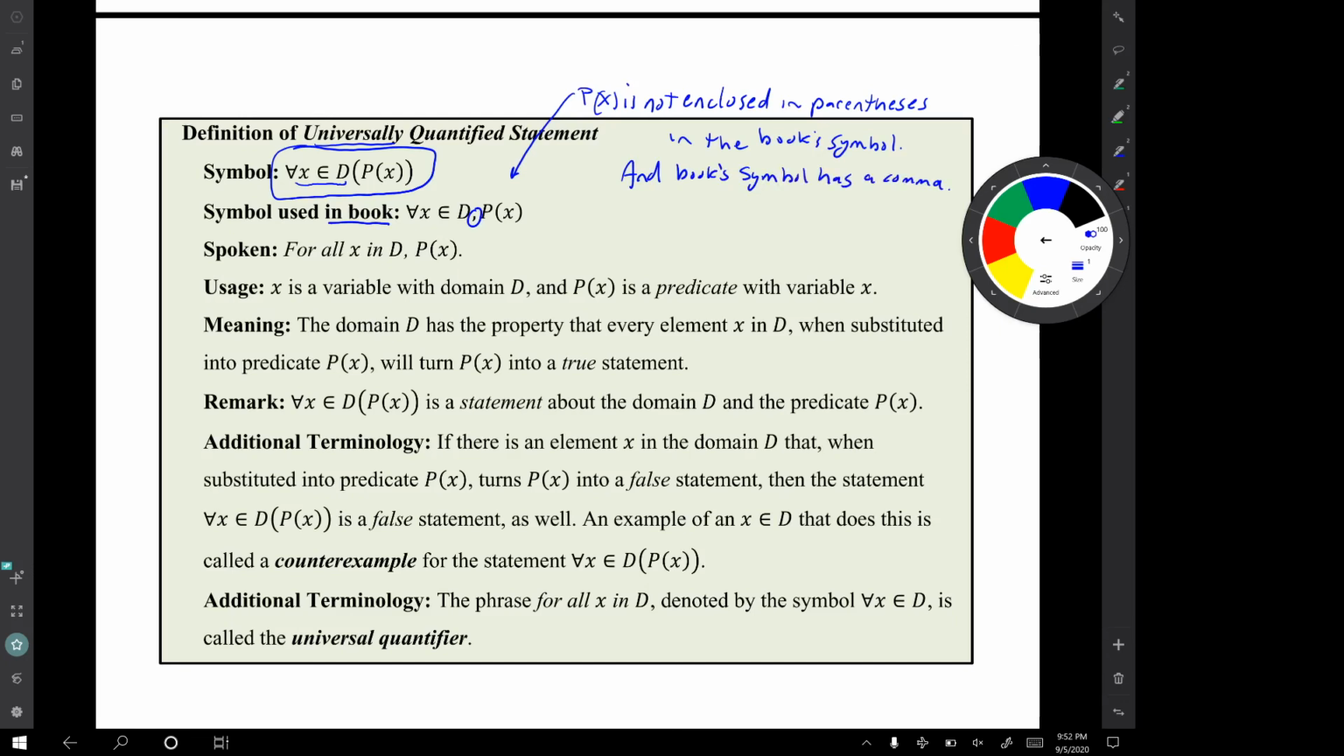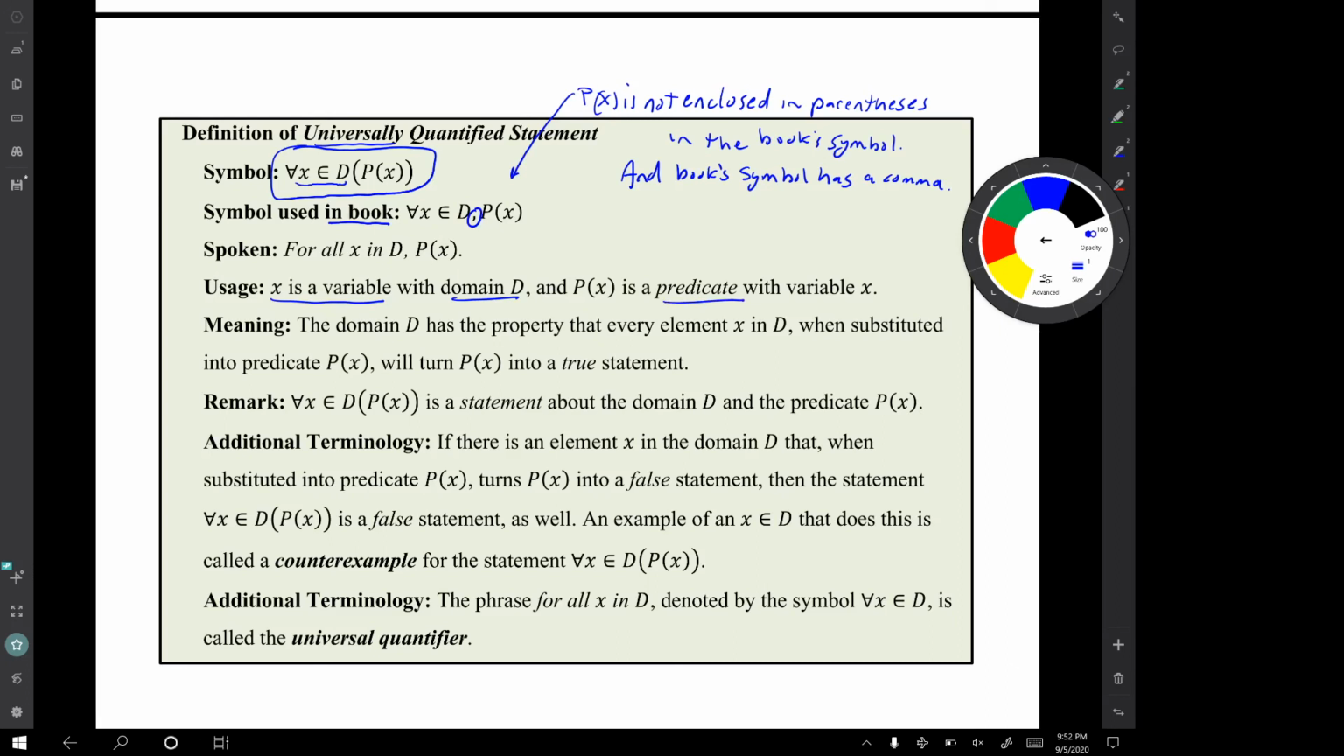But the book's symbol and the symbol that I use are spoken the same way. It's spoken this way: for all x in D, p of x. Now, what are these symbols? Well, x is a variable with domain D, and p of x is a predicate with variable x.